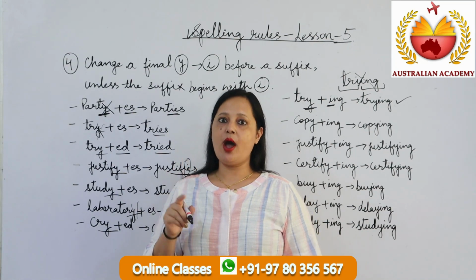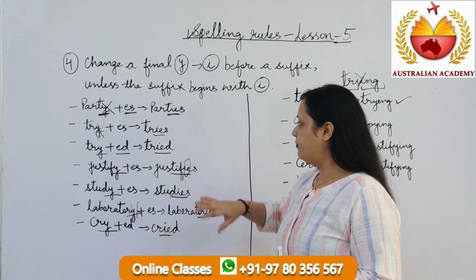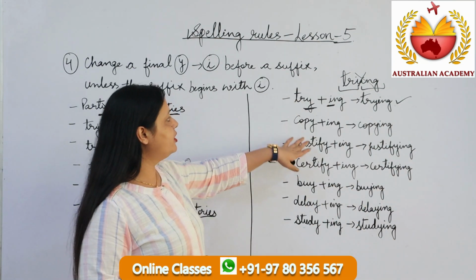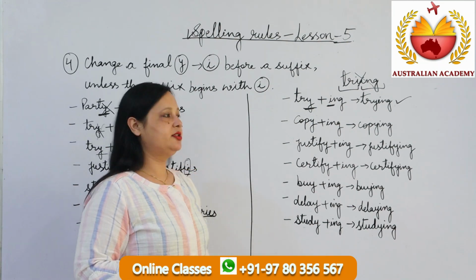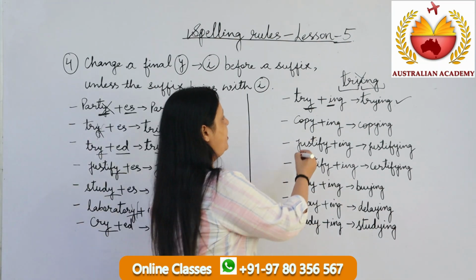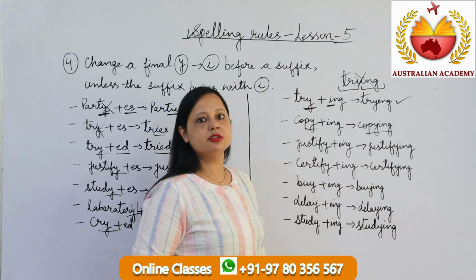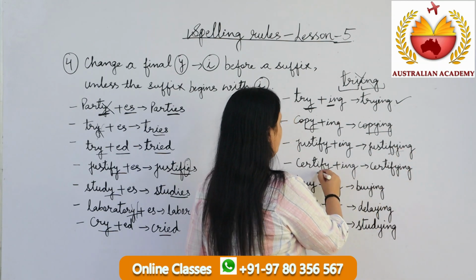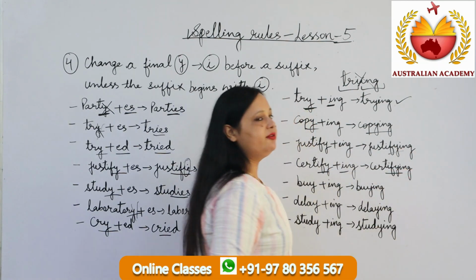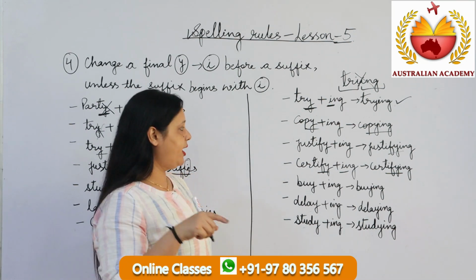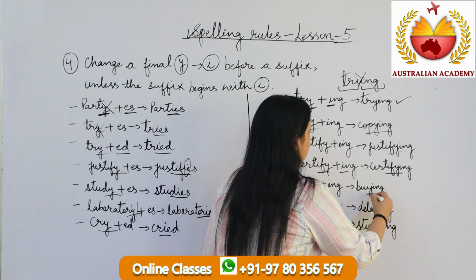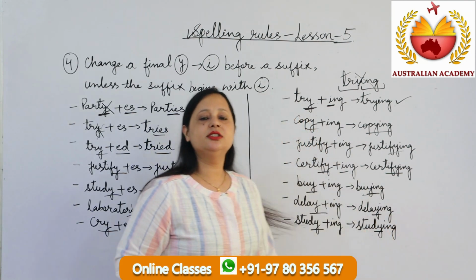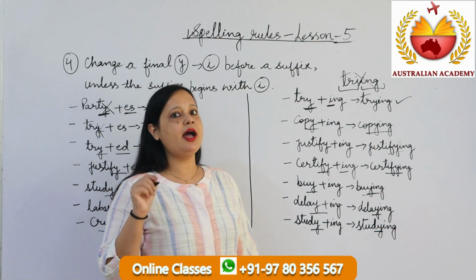So we will remove y at the end of the word if we are going to add any of the suffixes. But at the same time, if we are going to add ing, then we have to keep it. Like try, trying, copy, copying. Justify, justifying, we will keep this y. Certify plus ing, certifying. Buy, buying, delay, delaying, study, studying. So in these situations we will be keeping y.